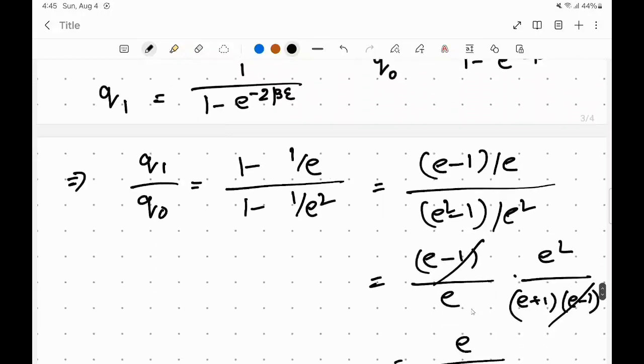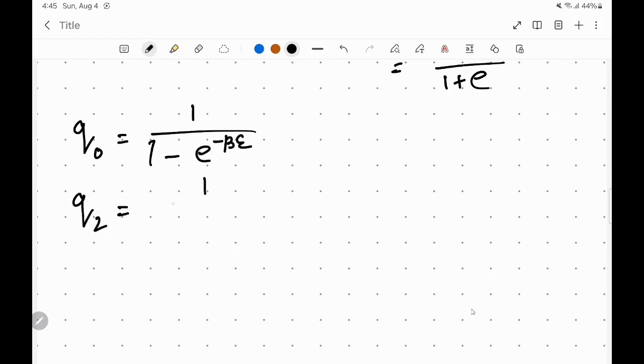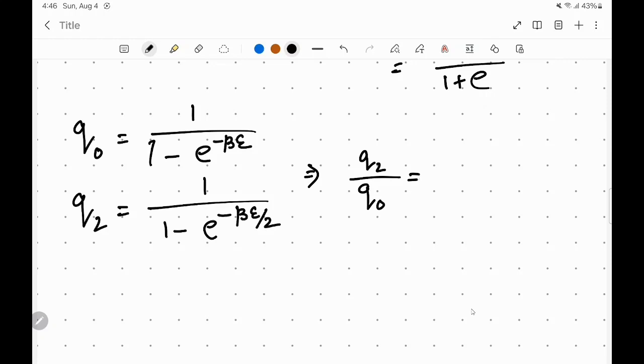Now if it is halved, let's say Q0 we know: Q0 is 1 by 1 minus e to the minus beta epsilon. And if halved, let's say it is Q2, then it is 1 by 1 minus e to the minus beta, and instead of epsilon it will be epsilon by 2. So now again you have to calculate Q2 by Q0. It is 1 minus e to the power minus beta epsilon divided by 1 minus e to the power minus beta epsilon by 2.